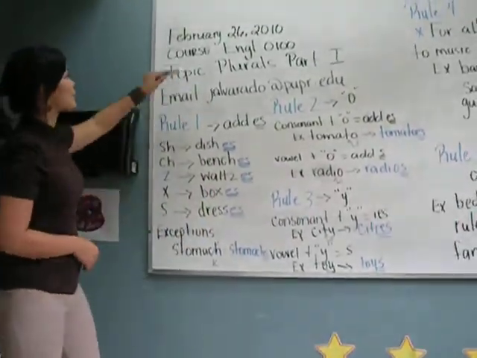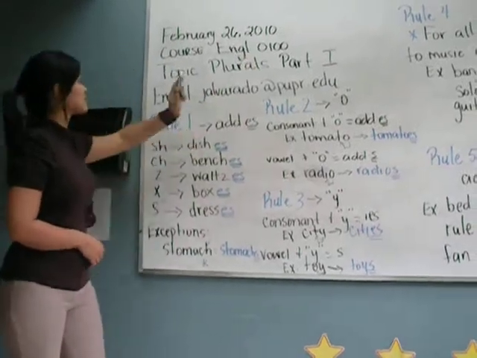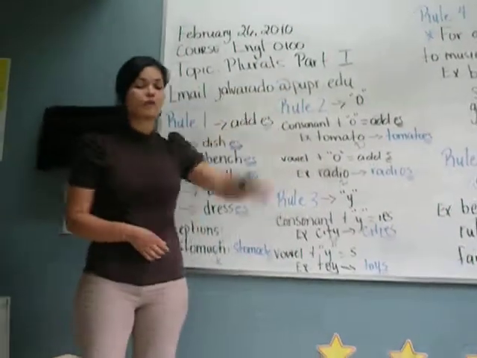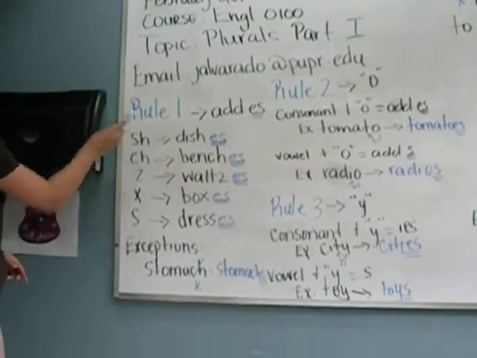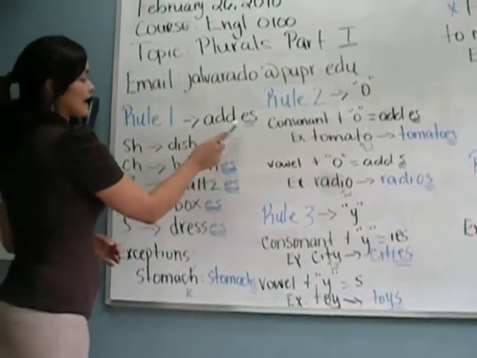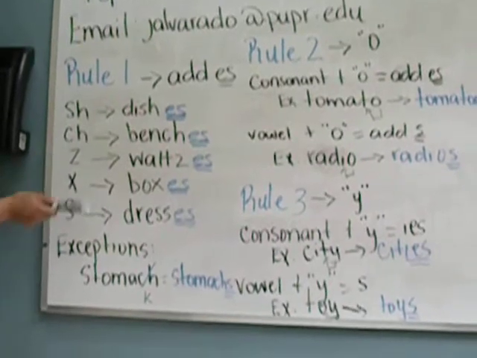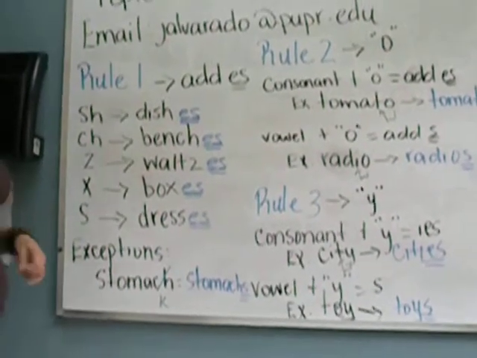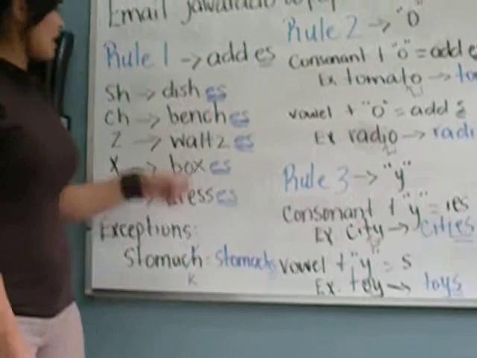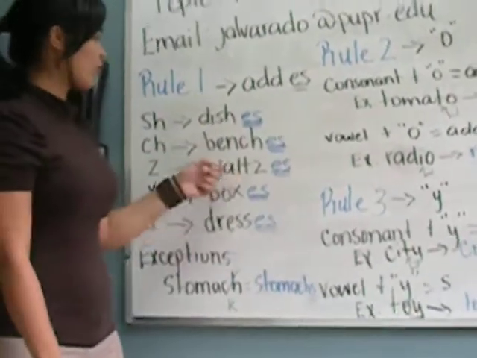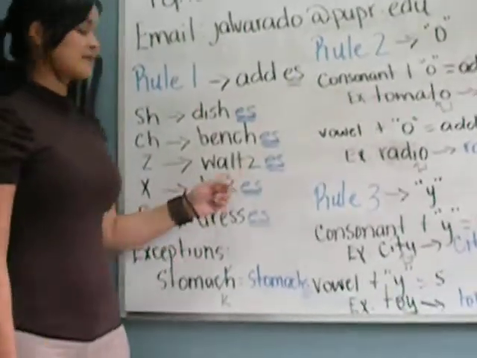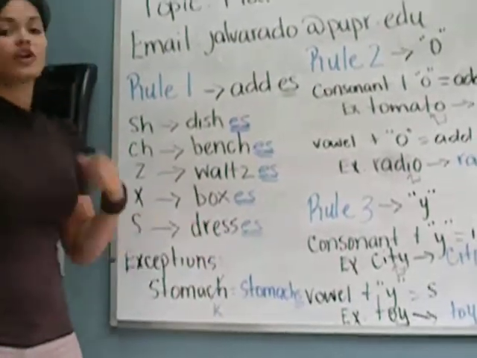Today we're going to be working with Course English 0100, the topic plurals, part 1. And we're going to start with rule number 1, which says we have to add ES for those words that end on SH, CH, Z, X, and S. For example, dish, dishes, bench, benches, waltz, waltzes, box, boxes, dress, dresses.